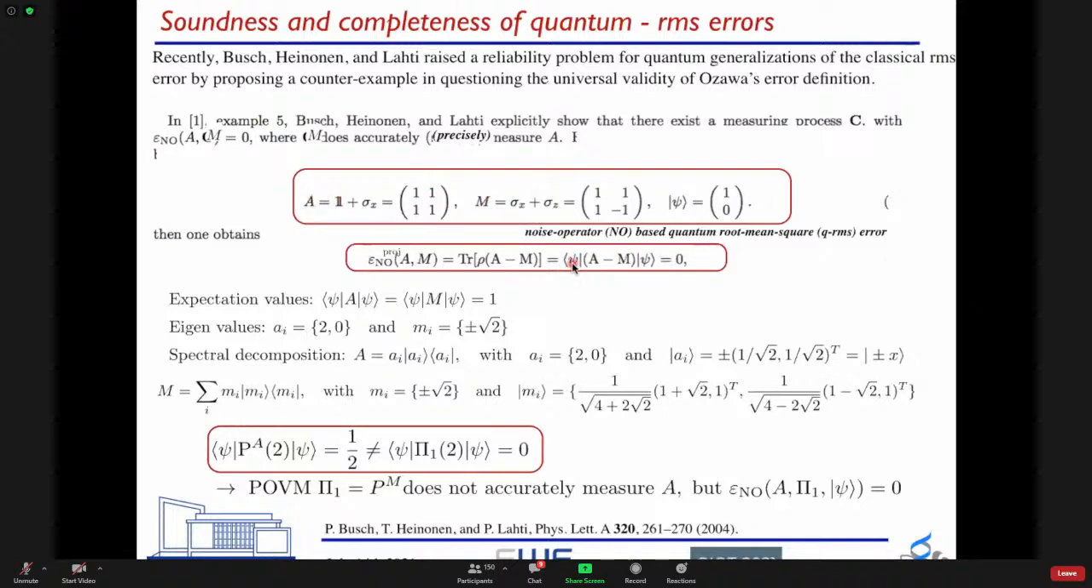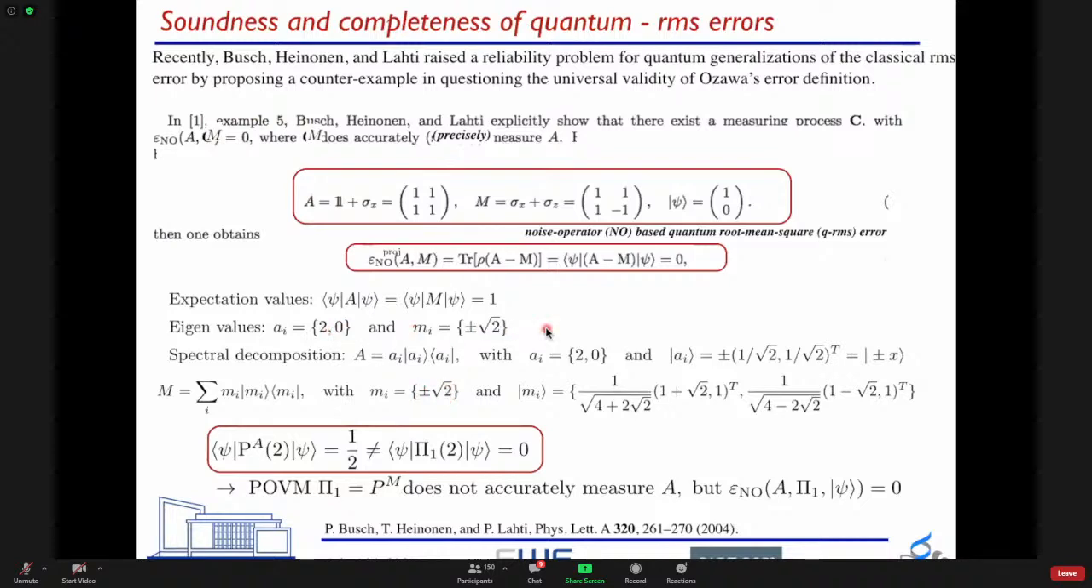I will not go too much into details. The simplest explanation is that the eigenvalues of A are 2 and 0, whereas the eigenvalues of M are plus minus square root 2.